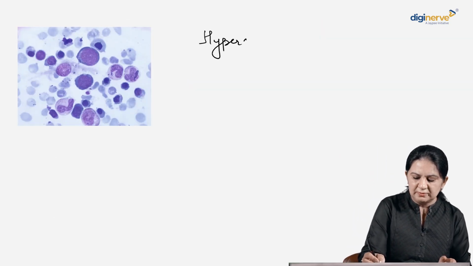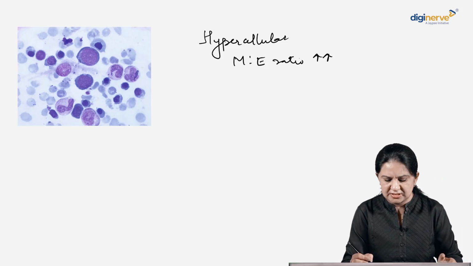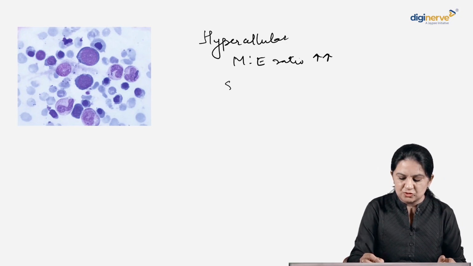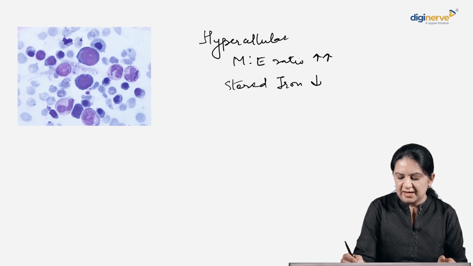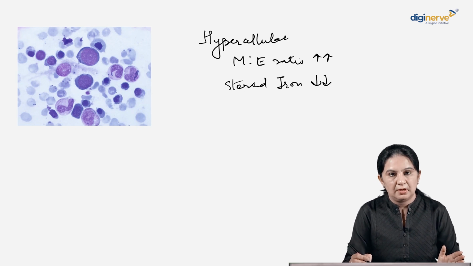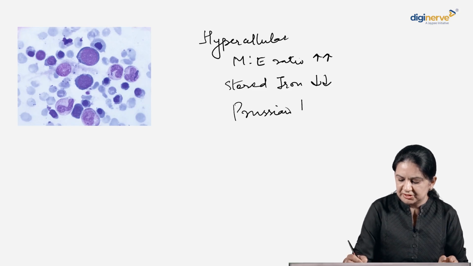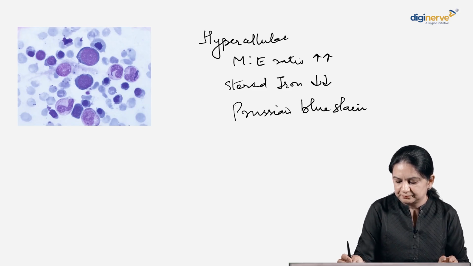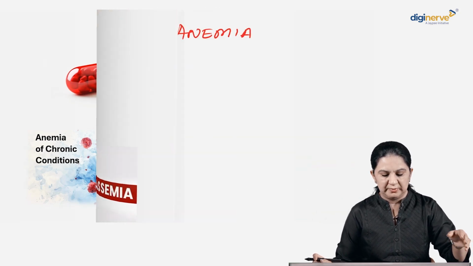Coming to the bone marrow, it will be hypercellular with M:E ratio increased, because there is more erythropoiesis. But if you see stored iron in the marrow, what will happen to this? It will be decreased. Now, how do you determine the marrow iron? Yes, the stain used is Prussian blue stain.